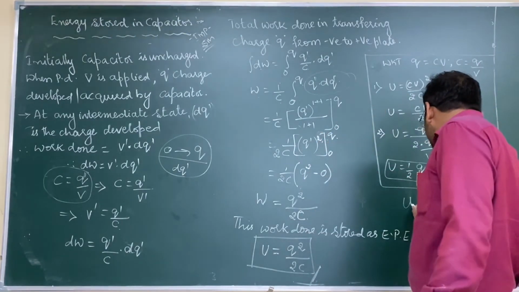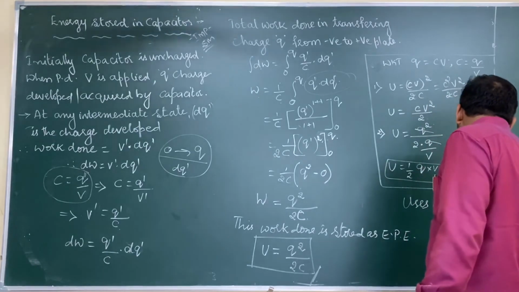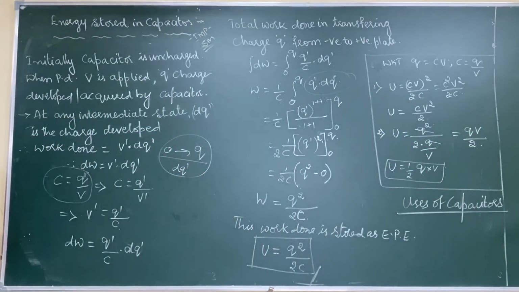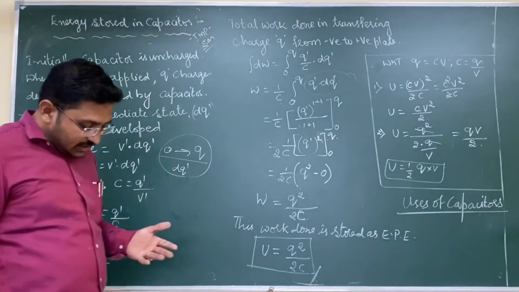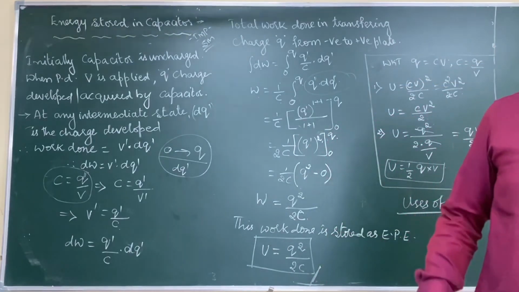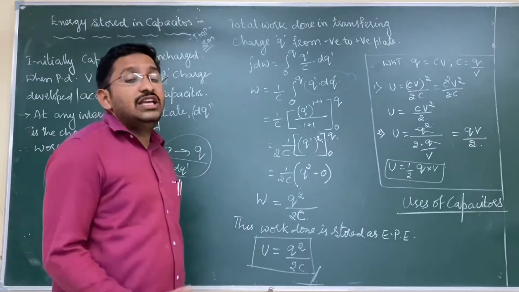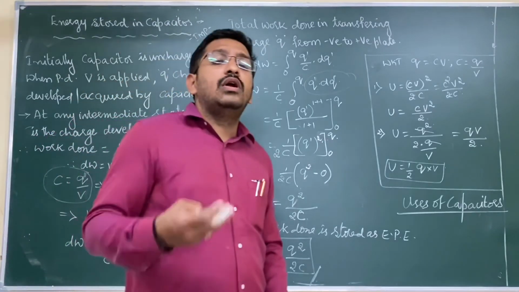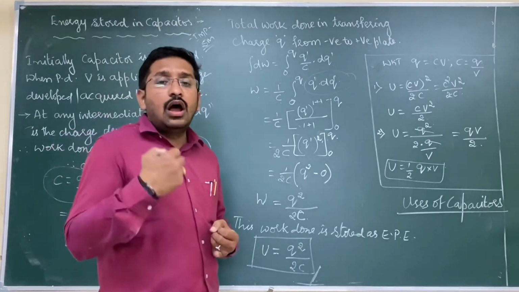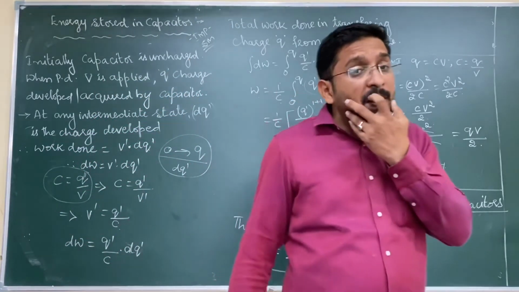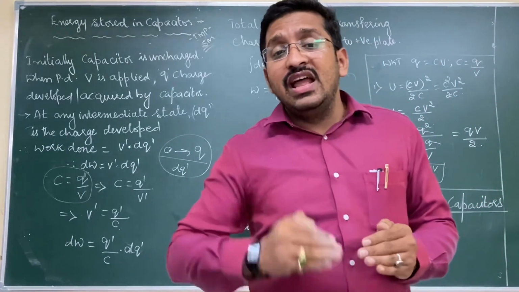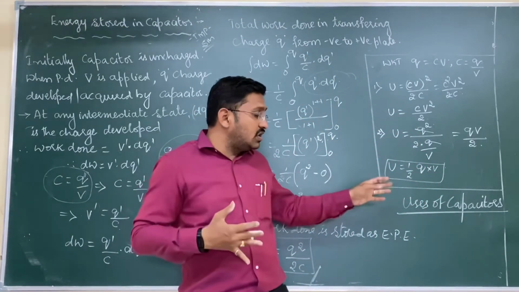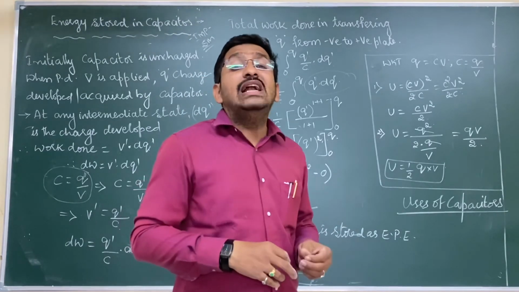Then the last topic of this lesson is uses of capacitors. Capacitors are used to store energy, electrical energy. You have this electrostatic potential energy, and we use capacitors to store it. Capacitors are used to store the charges. Next, capacitors are used to separate the AC from DC. That is, we use capacitors to separate alternating current from direct current. We call this a filter circuit.